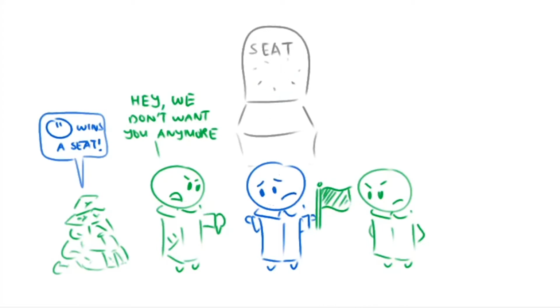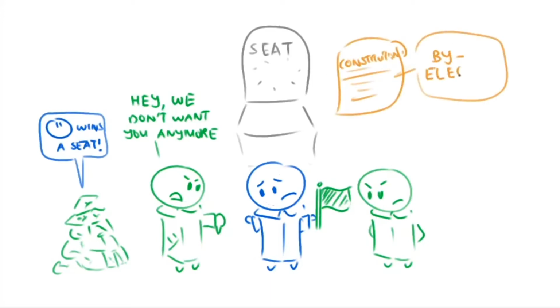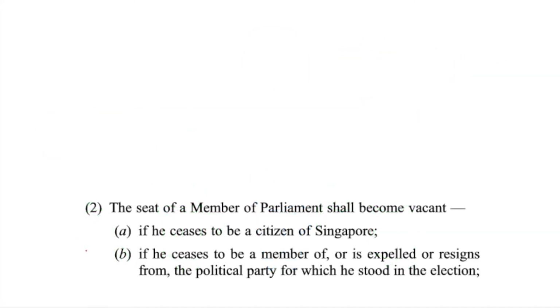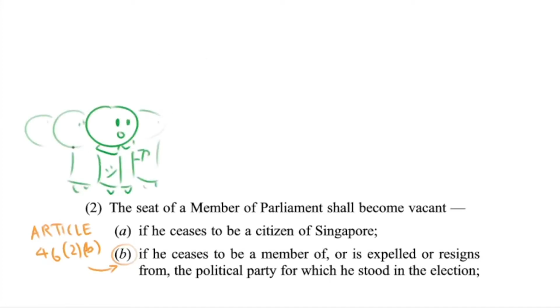My seat becomes vacant. In these situations, what usually happens is that a by-election will be called to fill the vacancy. And we'll be talking about this a lot more in our next video. But for now, let's come back to Article 46, subsection 2b. We know that it prevents politicians from switching parties once they have been elected. But why does that matter?